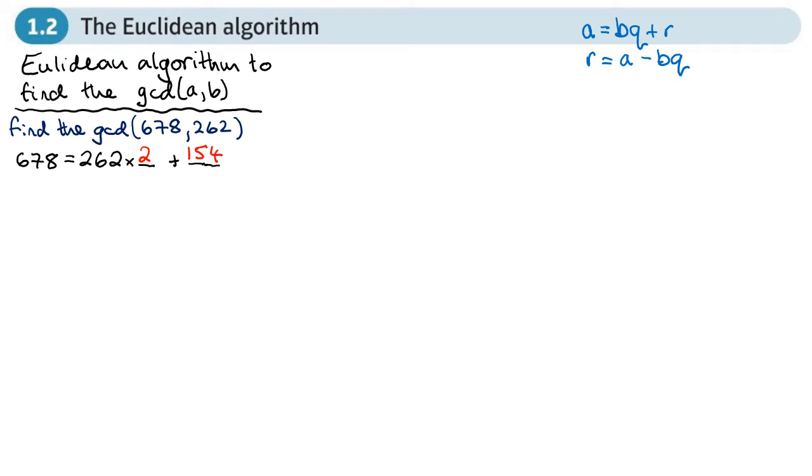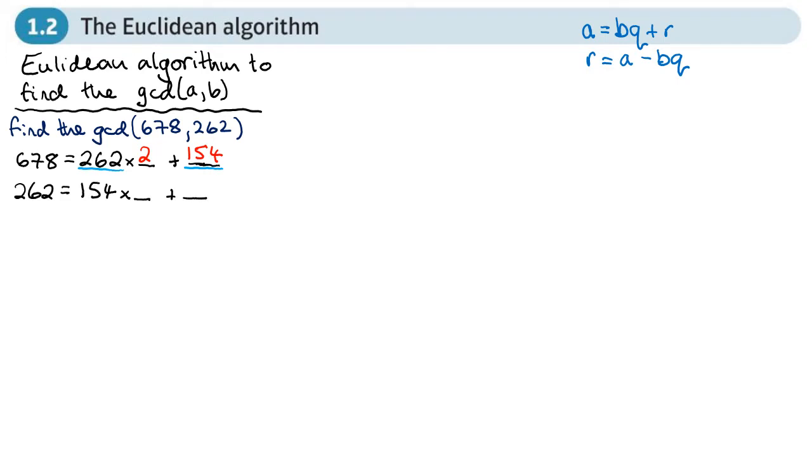Now with algorithms, there's a set of steps you do, and you just repeat those steps. Now what we do is repeat those steps with these two numbers, 262 and 154. So this is what the second line looks like. We are now going to write 262 as 154 times something plus a remainder.